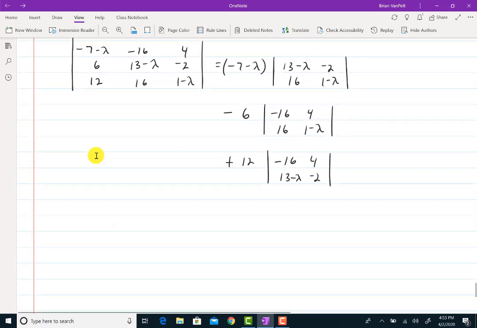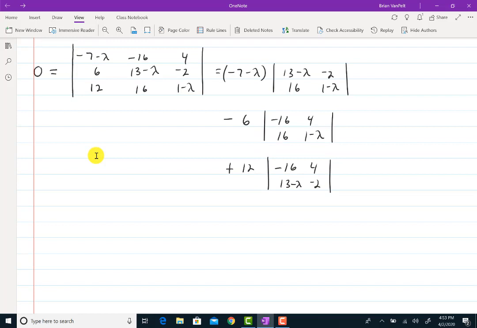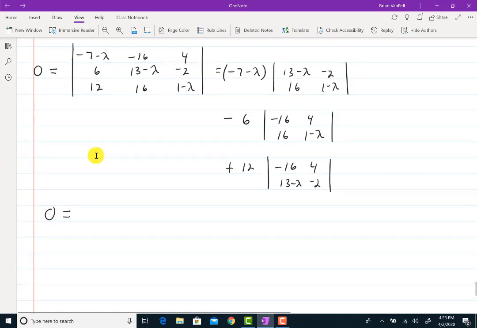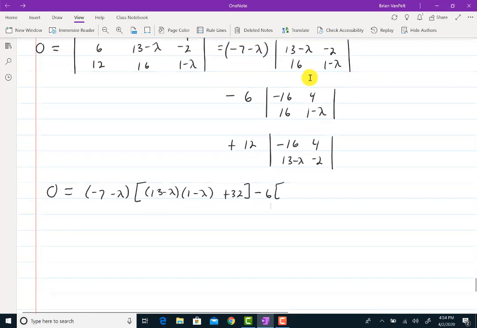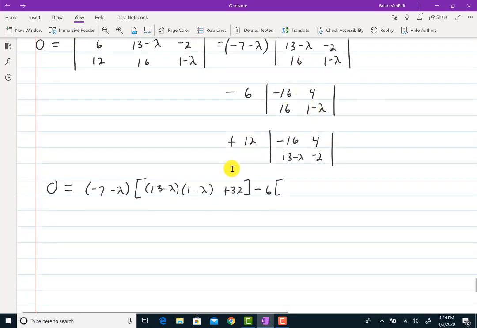So let's go ahead and compute all these. Remember though, the whole thing is to set this equal to 0 so that you can solve for lambda. So I'll put my 0 over here, and let me go ahead and do my multiplications. So for this one here, I'll get -7 minus lambda times, and then I compute the determinant of each of these as you normally would. So I'll get 13 minus lambda times 1 minus lambda, minus the other diagonal. So since it's -32, the negative of that is +32. And then I have -6 times -16 times 1 minus lambda.